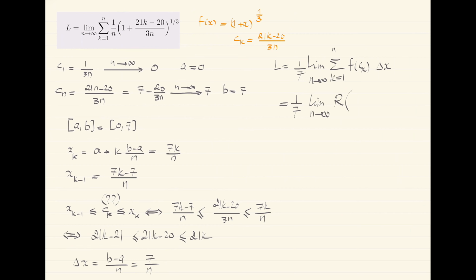To be honest, it was better to call this a different function, yes? I should have called it g, for example, because this function is different, but forgive me for that. So I would write just f and P_n and a new set of tags. But again, as before, this is the limit of a Riemann sum. So we realize that this sum is a Riemann sum, and this L is a limit of a Riemann sum, of course, multiplied by 1 over 7.